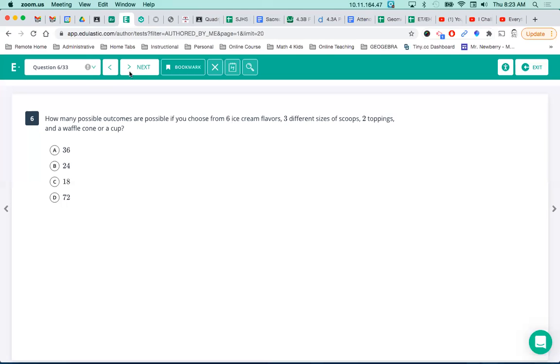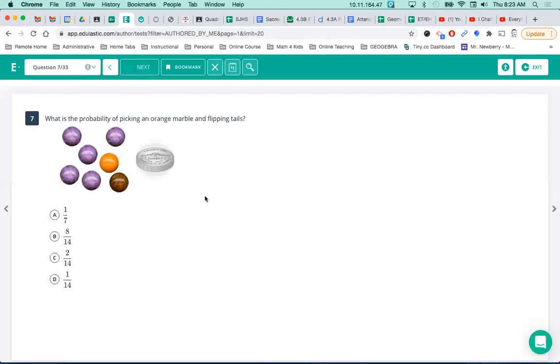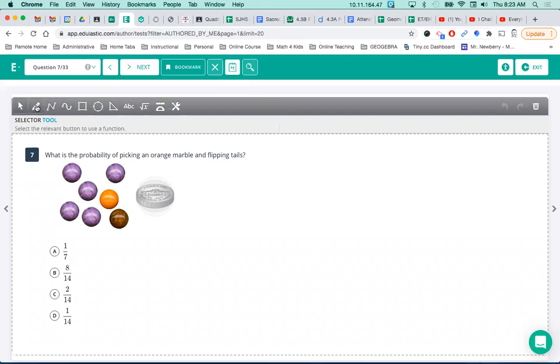Number 7 was the next one I want to go over. Okay, what is the probability of picking an orange marble and flipping tails? This is similar to the example that we used yesterday, but again, same idea. I'll try and use a scratch pad on this one. All right, so we've got 1, 2, 3, 4, 5, 6, 7 marbles total, and only one of them is orange. So we have a 1 in 7 chance of picking an orange marble.